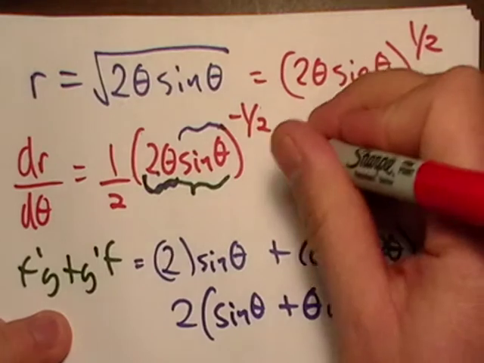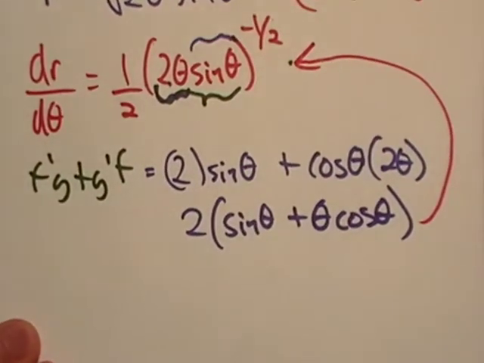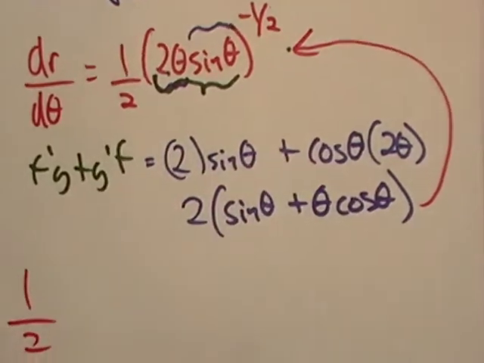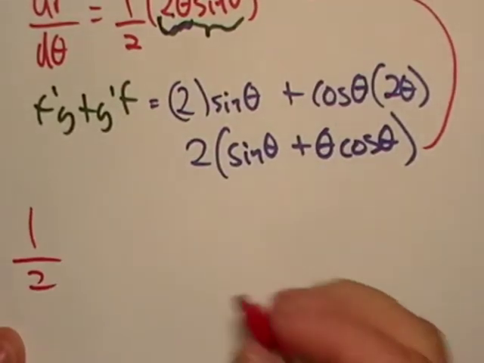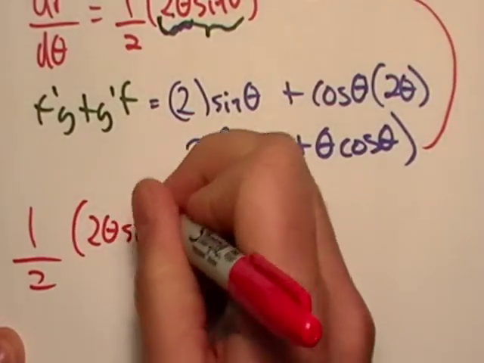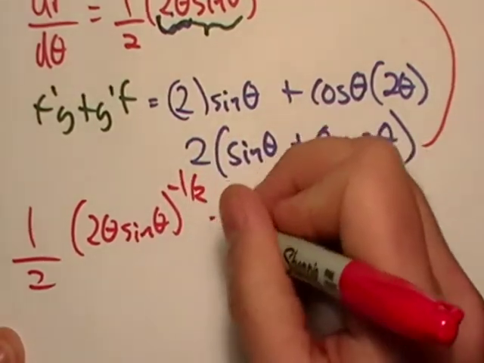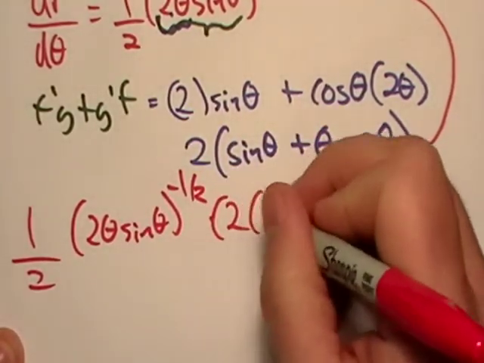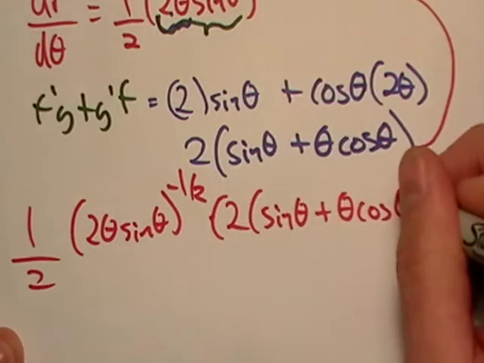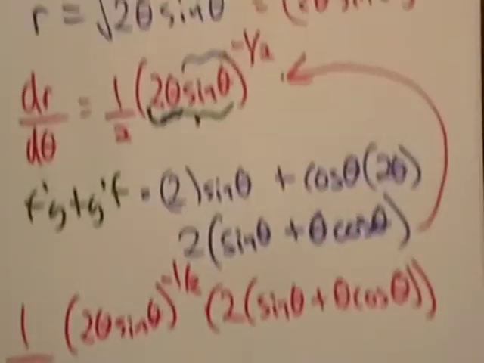I'm just going to tack this onto the back door, kind of like the caboose, but I'm going to do it down here just to be a little... can you guys see that? Okay. So we had 2 theta sine theta, so the negative 1/2, multiplied by 2, okay, right there.